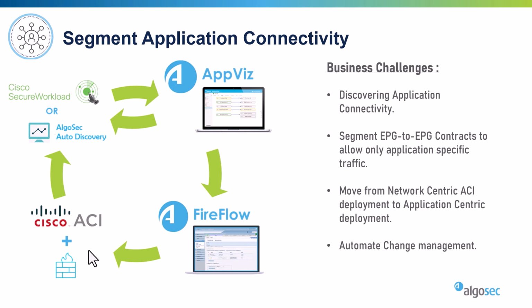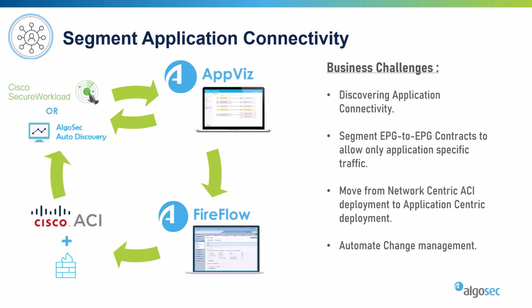Once the application connectivity has been discovered, we will document it in AlgoSec AppViz, which works as a lifecycle management tool for these applications, giving the business owners control of their application's network and security state. This information can be utilized to remove those vzAny contracts in ACI and replace them with more granular contracts allowing only application-specific traffic, thus decreasing the attack surface. This information can also be used to move from a network-centric deployment to a more application-centric ACI deployment.